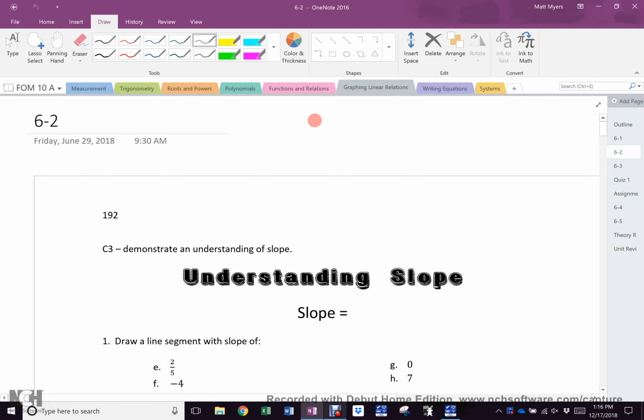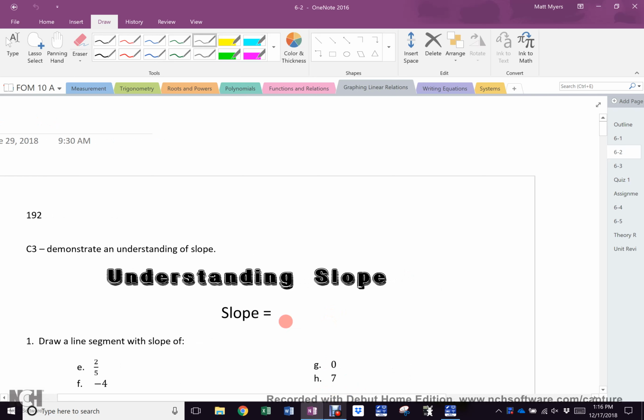Whole day on slope. We spent a whole bunch of time in the last unit talking about rate of change, which was what? Slope. And here we are talking about slope again. Once again, I ask you, how important is slope? Very important. So, slope equals a whole bunch of stuff. Who can remember one thing that slope equals?